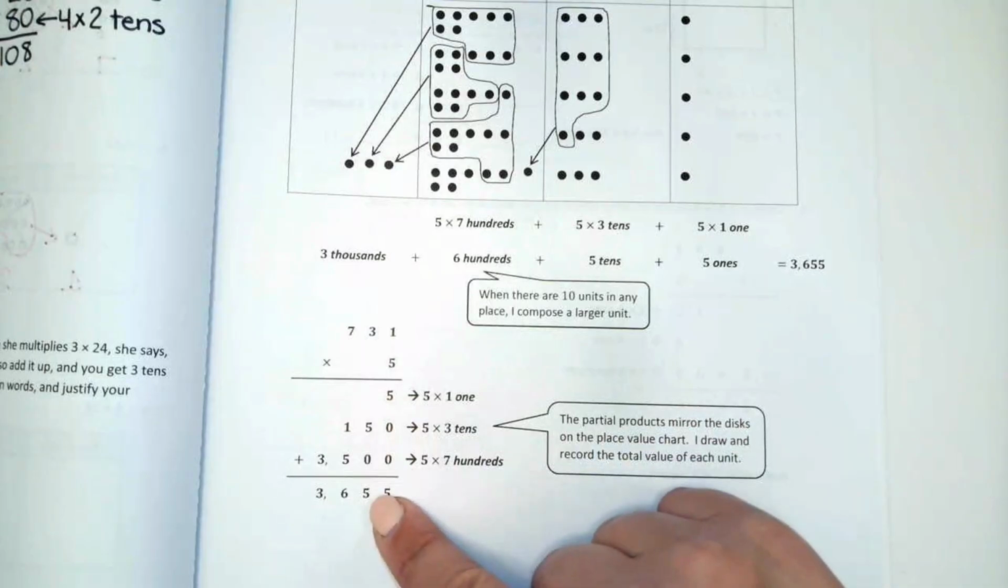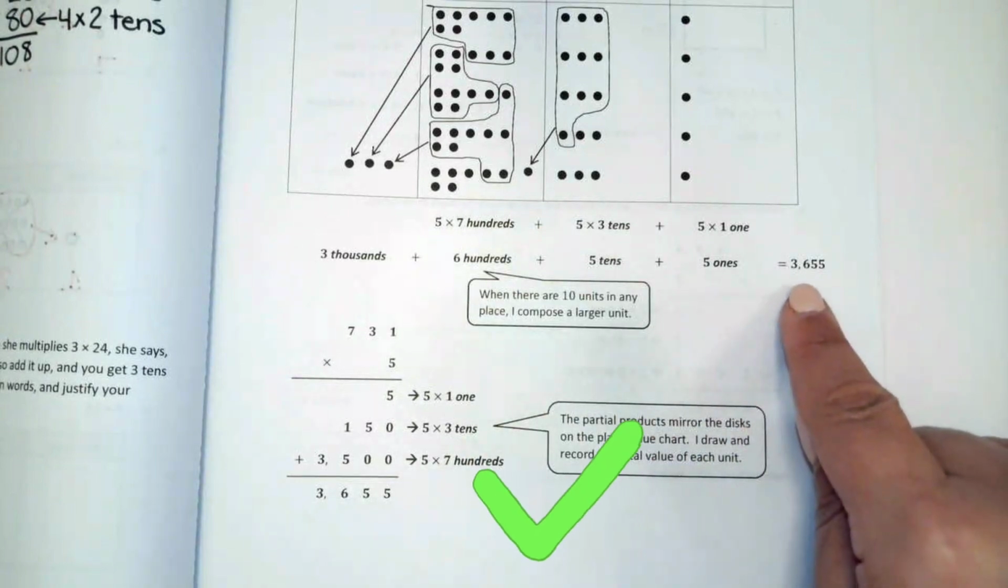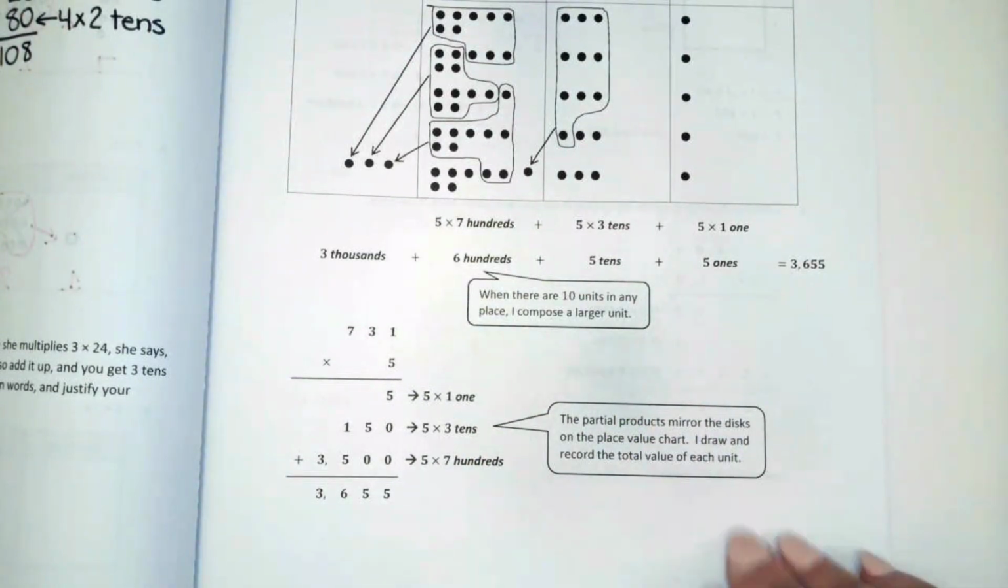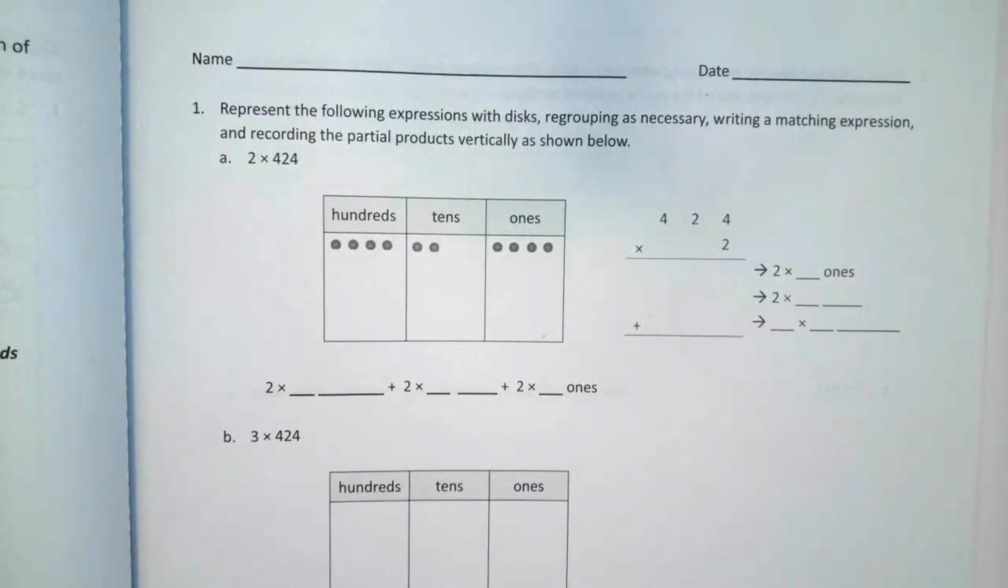Then add them all together. Final answer, 3,655. And look, it's the same as they got on the place value chart. Turn the page. Let's work on number 1.